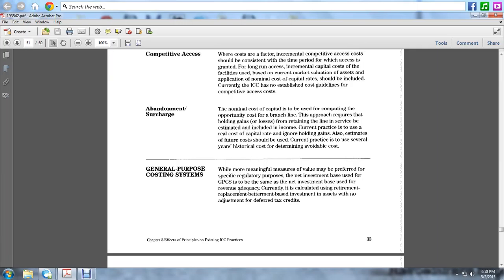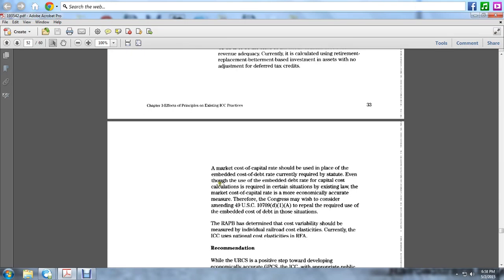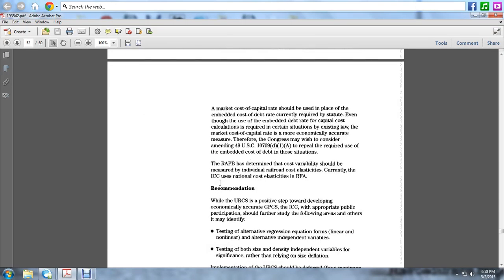Currently it is calculated using the retirement-replacement-betterment based investment assessment, with no adjustment for deferred tax credits. A market cost of capital rate should be used in place of the embedded cost of debt rate currently required in the statute, even though use of the embedded debt rate in the capital cost calculation is required in certain situations by existing law. The market cost of capital rate is more economically accurate and a better measure. Congress should consider amending 49 U.S. Code 10709(d)(1)(A) to repeal the required use of the embedded cost of debt in this situation.